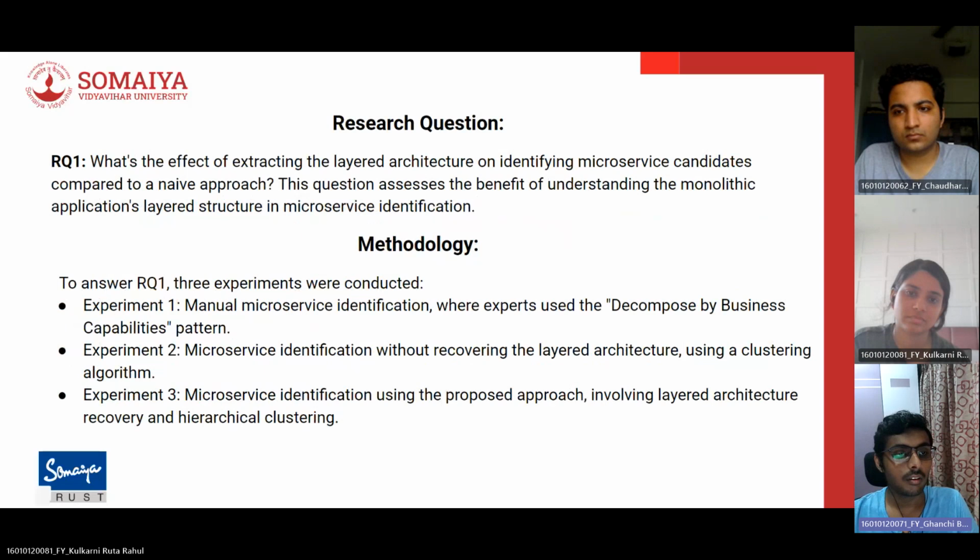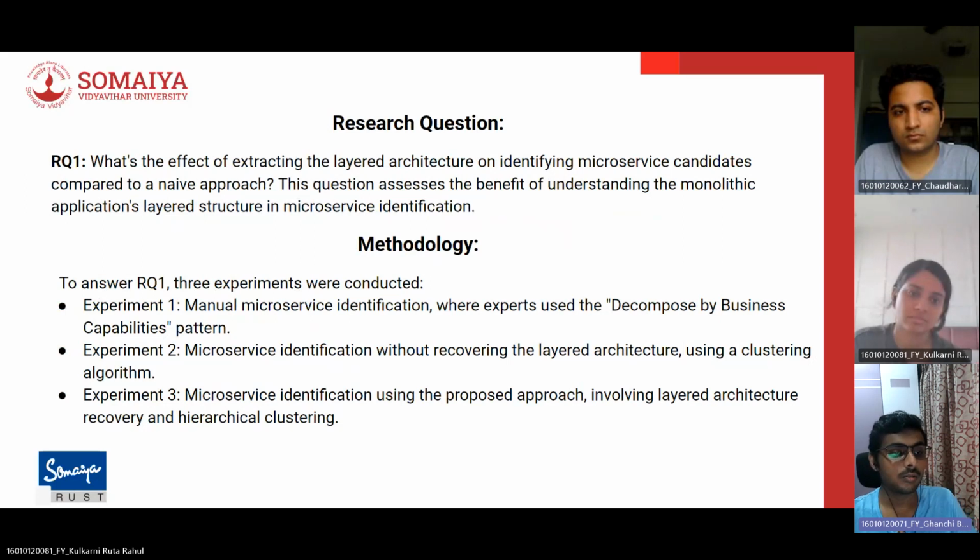On the next slide, we will talk about the research questions. The first research question we will be answering is: what are the effects of extracting the layered architecture on identifying the microservice candidates compared to a naive approach? The question assesses the benefits of understanding the monolithic application's layered structure for microservice identification.